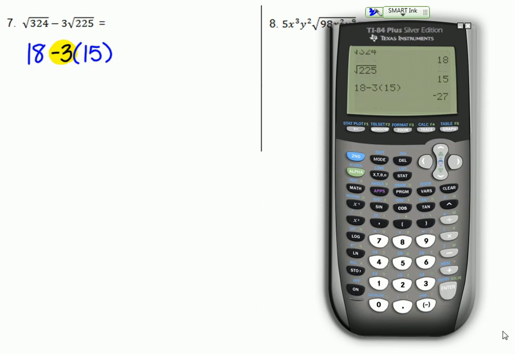Or I want to show you, when it actually ends up being perfect squares like this, you could have actually typed in the original problem from the get-go as it appears, and you would get the same thing, negative 27. It doesn't always work that way, but it's worth it to check.